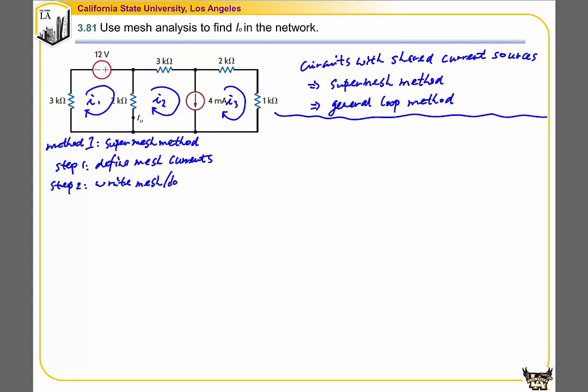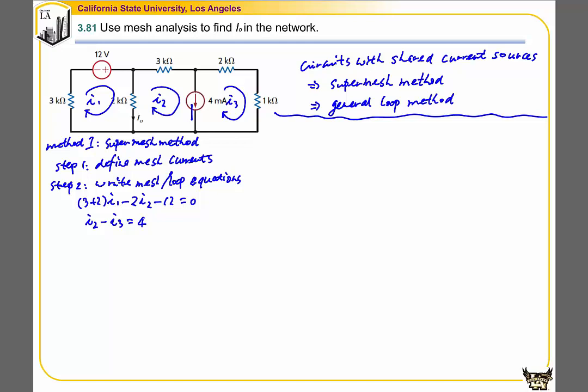Sometimes called loop equations. For the first mesh, we have 3 plus 2 times I1 minus 2 times I2. And then we also have a voltage increase of 12, so minus 12, that is equal to 0. Between the second mesh and the third mesh, we have one constraint, because the current going through this branch has to be 4 milliamp. The current through that branch is also represented by I2 minus I3, which is equal to 4. We can only write these two loop equations.